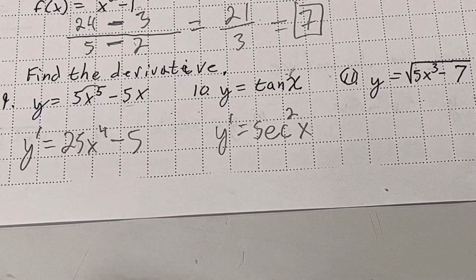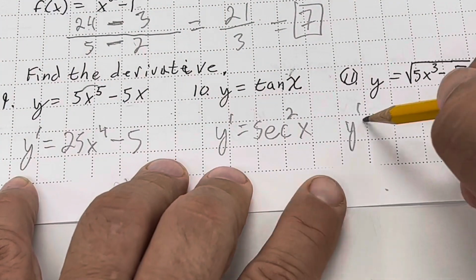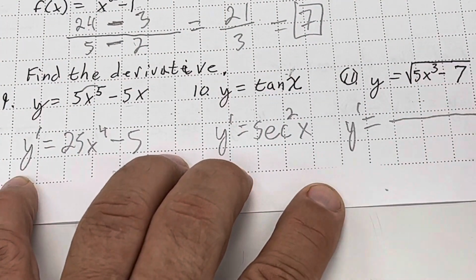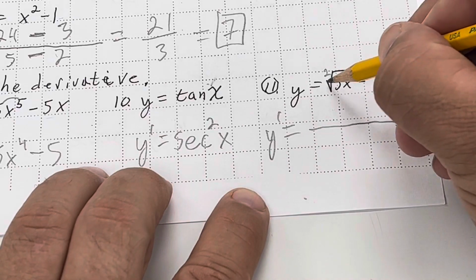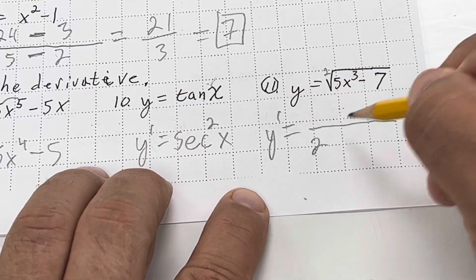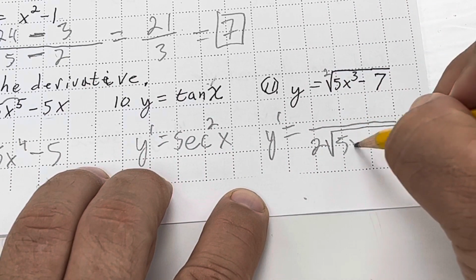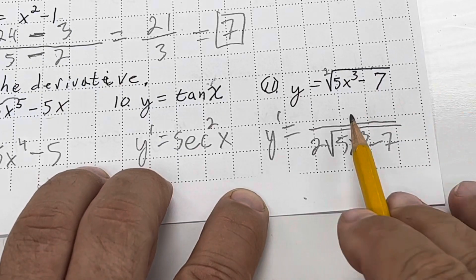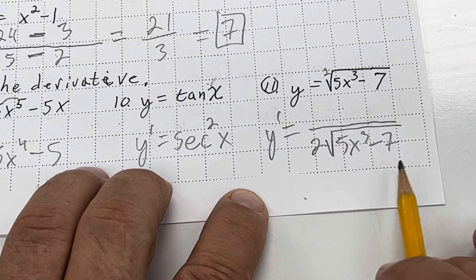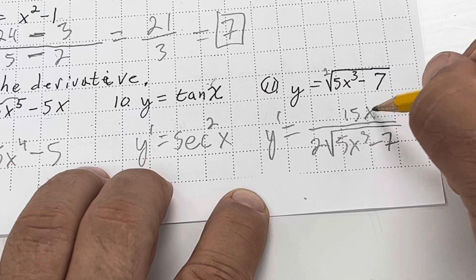The derivative of a square root, y prime equals a division bar, and then you just copy down the 2 that's hidden inside the index there, and then copy down the radical, 5x cubed minus 7. And then what goes on top is the derivative of that, which would be 15x squared.